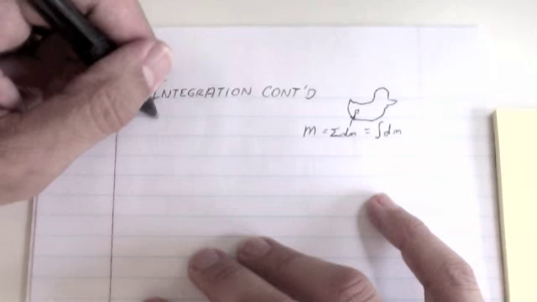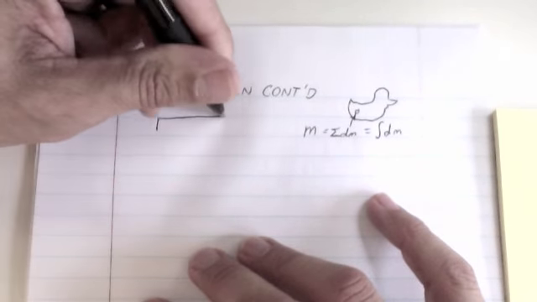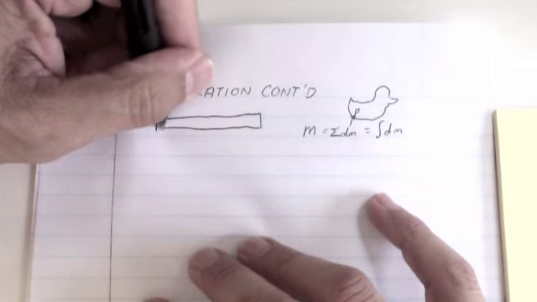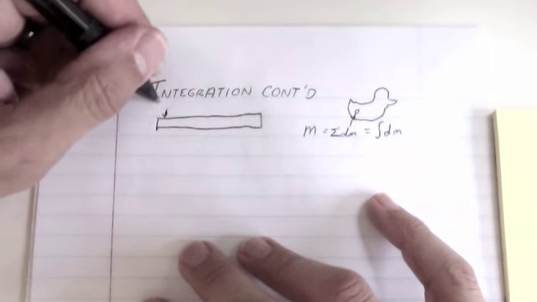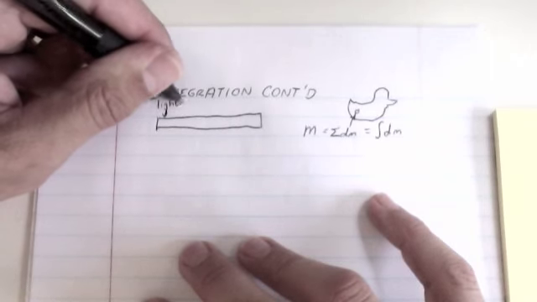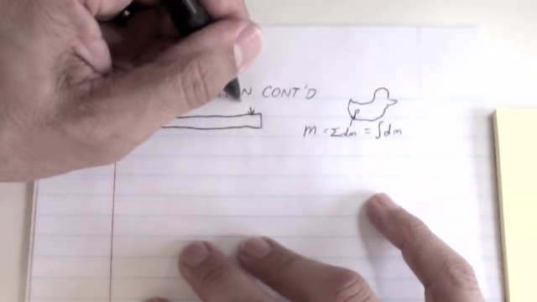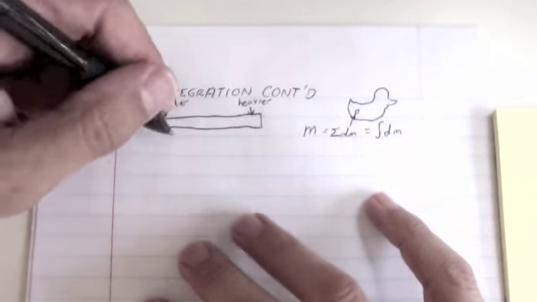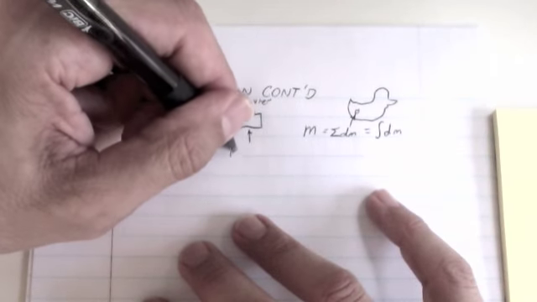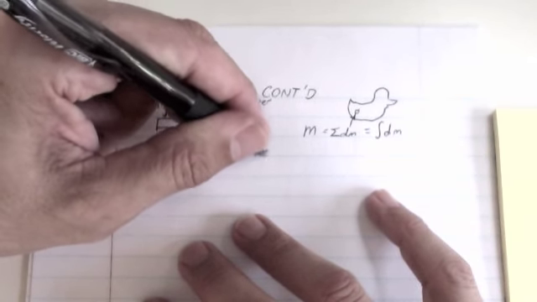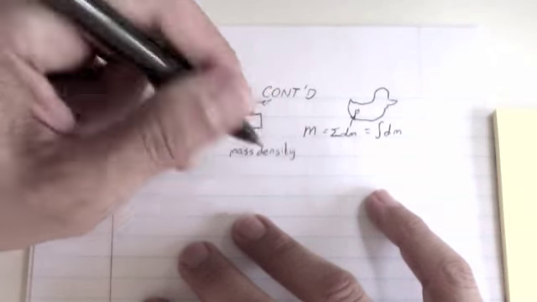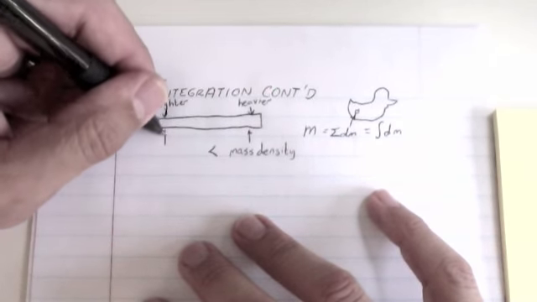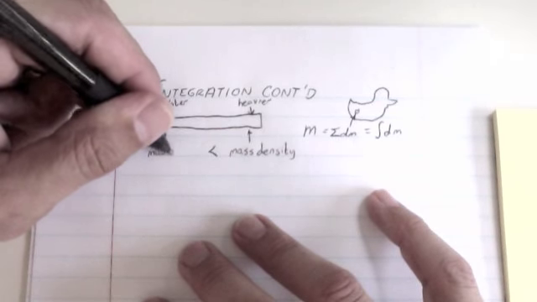I've got some metal bar like this, okay? And it turns out it's a lot lighter here and heavier over here. It's denser. It has a higher mass density, greater there than the mass density here.